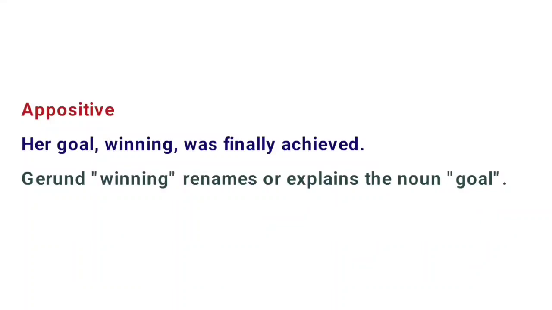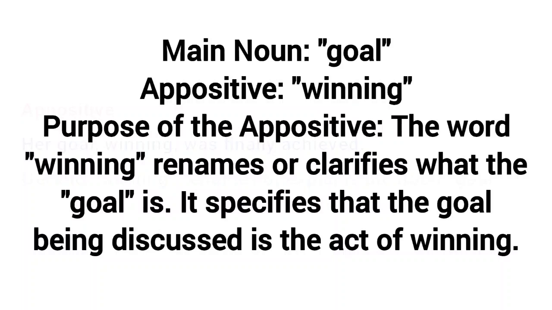Let's further describe this sentence in detail. The main noun in this sentence is goal, and winning is a gerund that works as an appositive in this sentence. The purpose of an appositive, the word winning, is to rename or clarify what the goal is. It specifies that the goal being discussed is the act of winning.